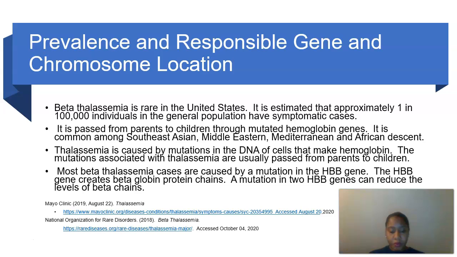So with two mutated genes, the thalassemia signs and symptoms will be mild. This is referring to like an alpha thalassemia trait. And when you have one mutated gene, usually there are no signs or symptoms of thalassemia. And with three mutated genes, there are a lot of signs, moderate to severe.